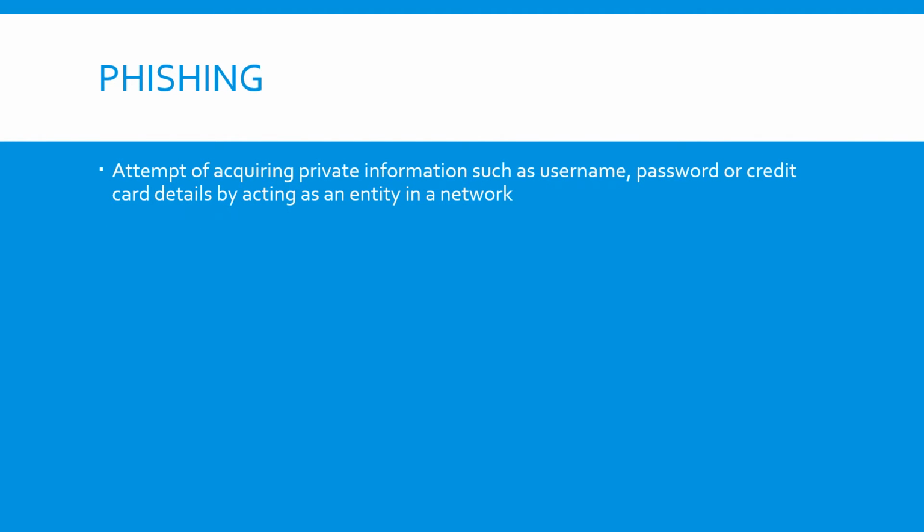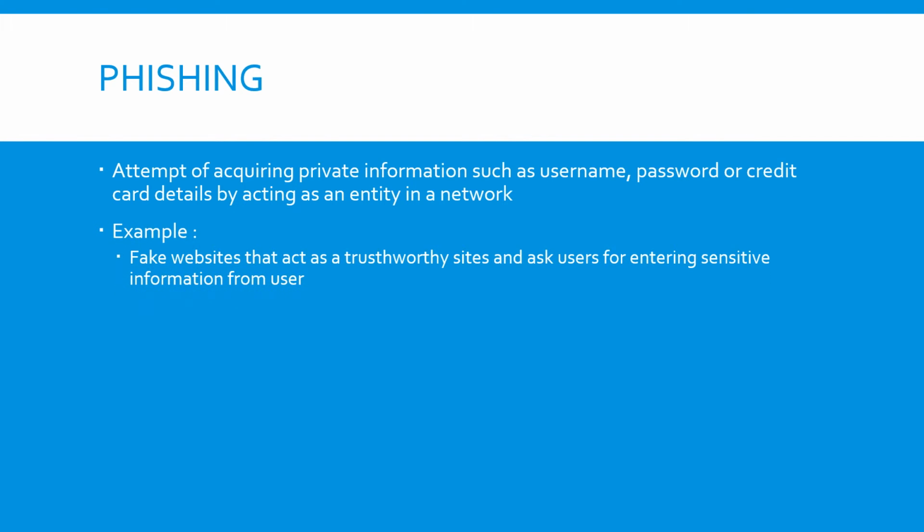Phishing is the attempt of acquiring private information such as username, password, or credit card details by acting as a trustworthy entity in a network. For example, fake websites that act as trustworthy sites, and ask users to enter sensitive information.